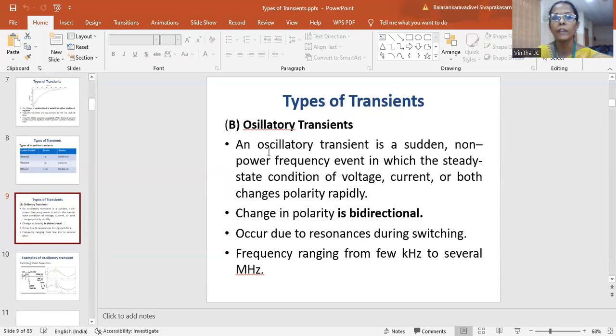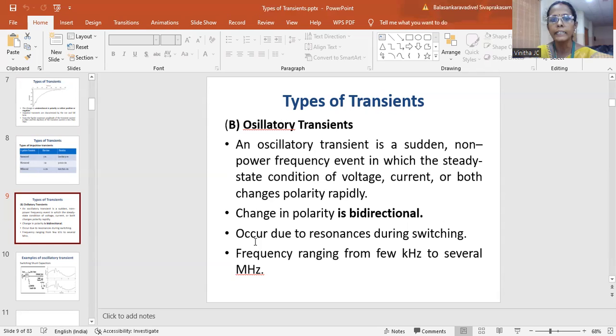The second type of transients, depending upon the shape, is the oscillatory waveform. The definition of an oscillatory waveform is a sudden non-power frequency event in which the steady state condition of voltage, current, or both changes polarity rapidly. That is, it is a bidirectional waveform. In the previous one, the impulsive waveform, I told you the waveform is unidirectional. But oscillatory means it oscillates in the positive as well as the negative direction. So this is called oscillatory transients.